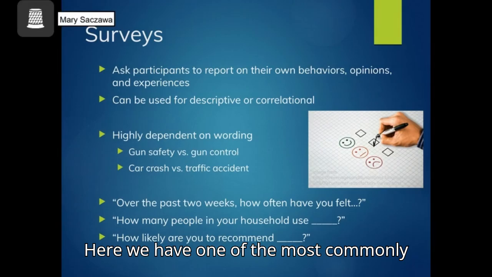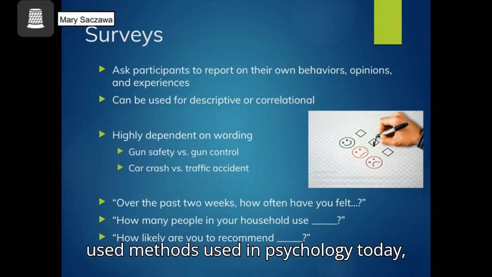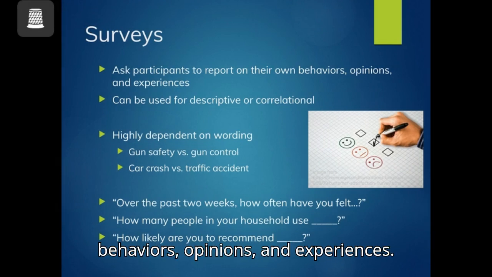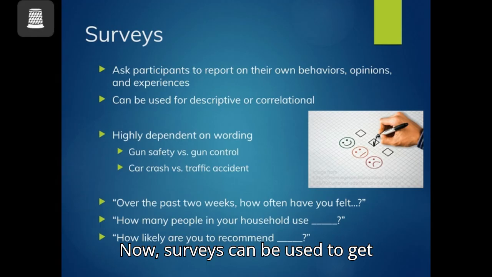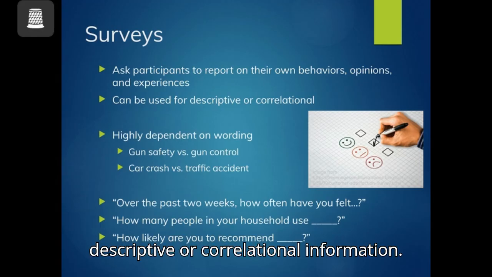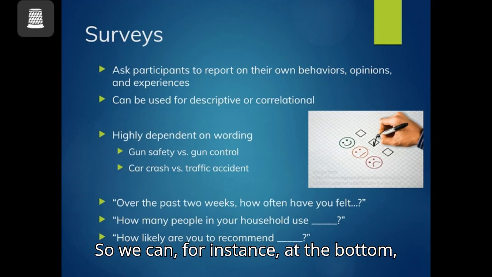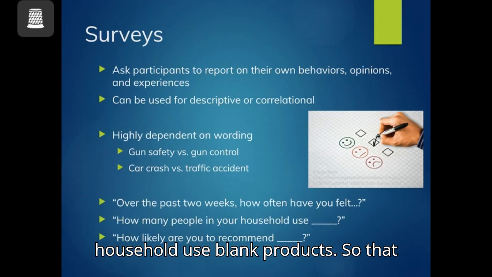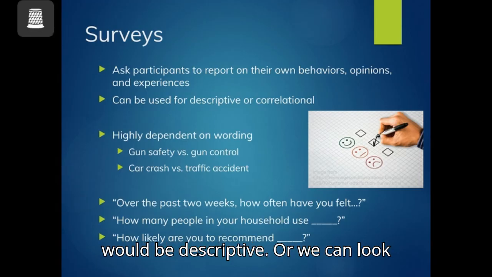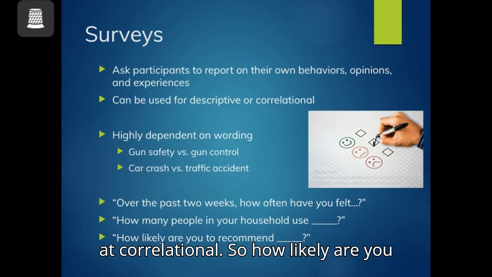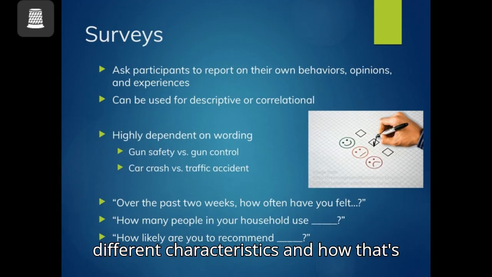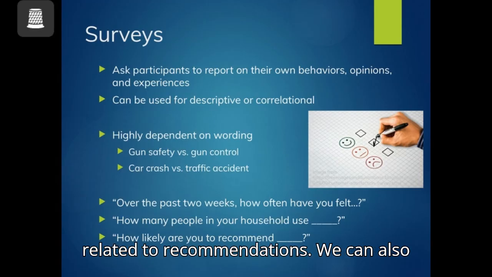Here we have one of the most commonly used methods used in psychology today, and this is surveys. With surveys, we ask participants to report on their own behaviors, opinions, and experiences. Now, surveys can be used to get descriptive or correlational information. So we can, for instance, down at the bottom, you can see how many people in your household use blank product. So that would be descriptive. Or we can look at correlational. So how likely are you to recommend something? We can look at different characteristics and how that's related to recommendations.